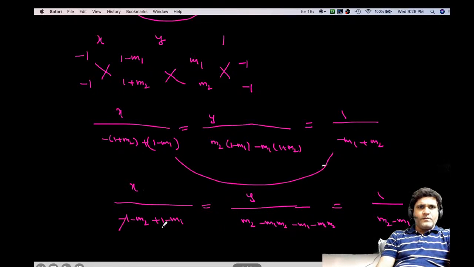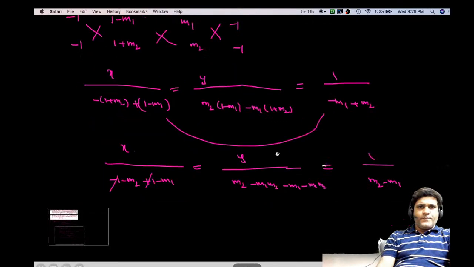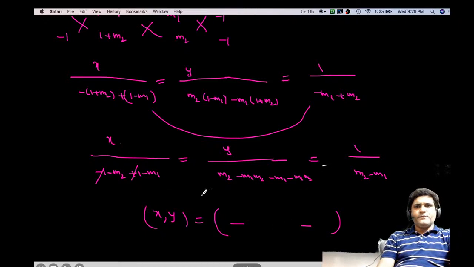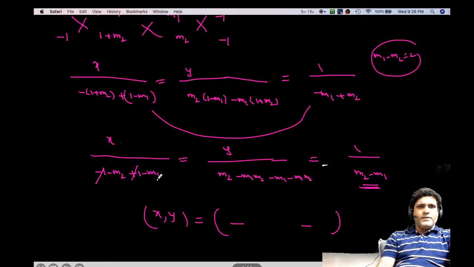So here minus 1 plus 1 cancel. From here you will get x comma y, the x and y coordinates of the point of intersection, in terms of m1 and m2. m1 minus m2 is given as 2, which means m2 minus m1 is minus 2. So here, that is minus (m2 minus m1) by minus 2. Here, in m2 minus m1, you can take out m1 common.